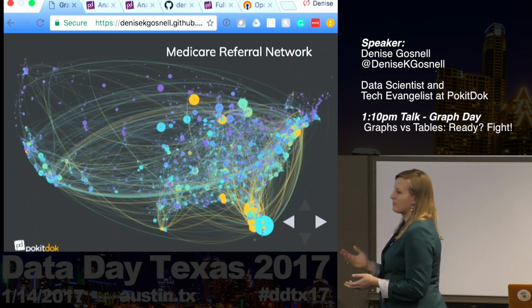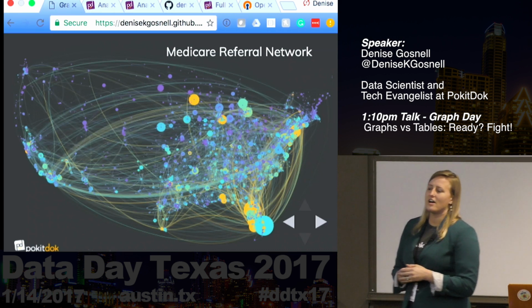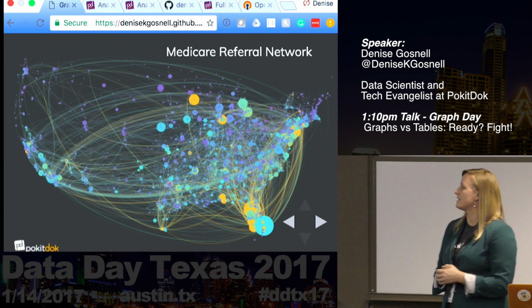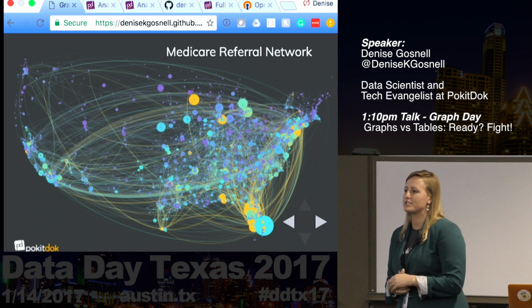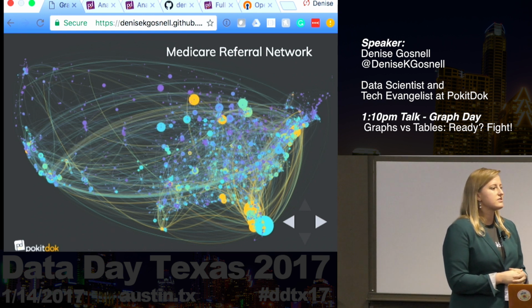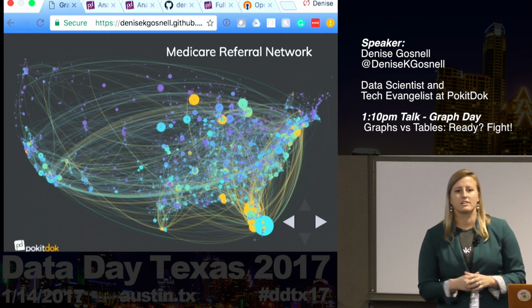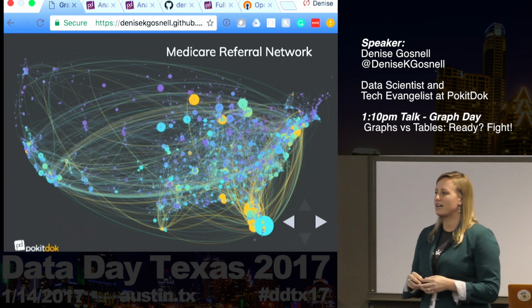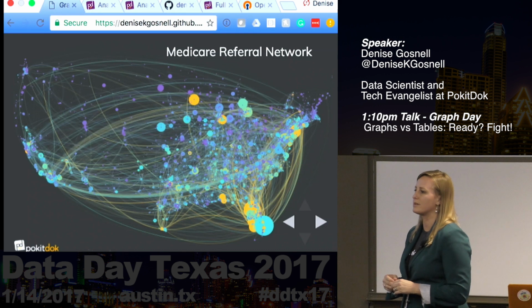Let's just jump to at least one conclusion. This result right here is the Medicare referral network across the United States. The vertices on this graph are doctors. The edges between the vertices are if that doctor saw 7 patients or more in common.